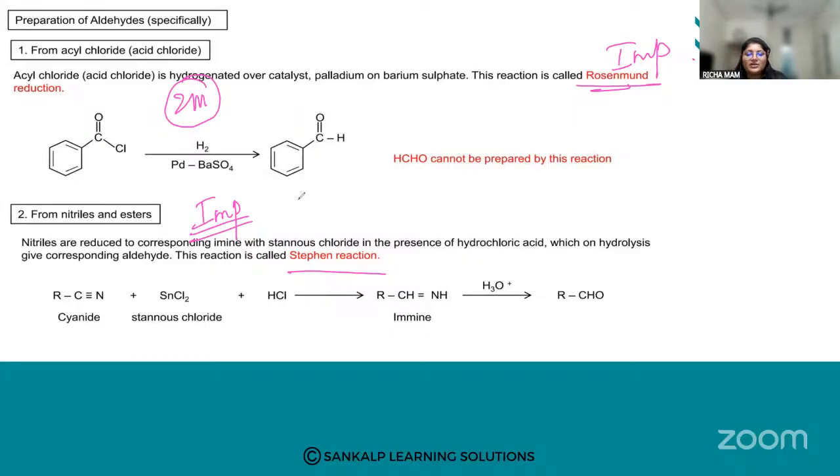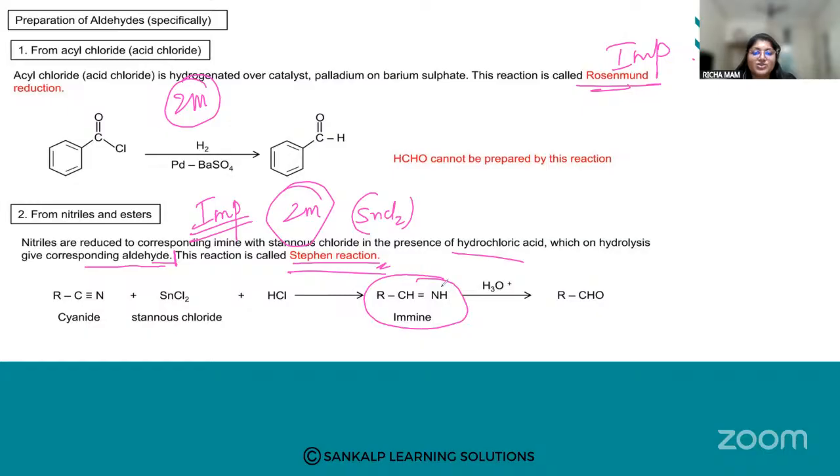So what are we doing here? A 2 marks question. Nitriles are reduced to the corresponding imine by stannous chloride, SnCl2, in the presence of hydrochloric acid, which on hydrolysis gives you the corresponding aldehyde. So this reaction is called the Stephen reaction. What is done? Nitriles are reduced to the corresponding imine. What is the imine? This is the imine system, CH double bond NH. This imine further undergoes hydrolysis to give you an aldehyde.